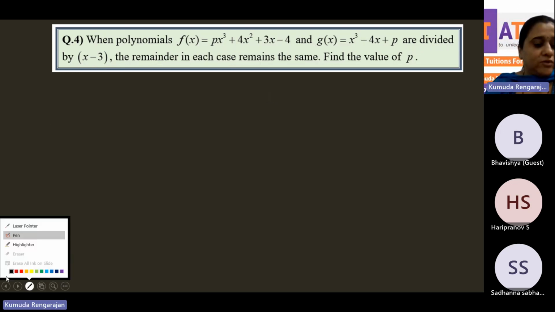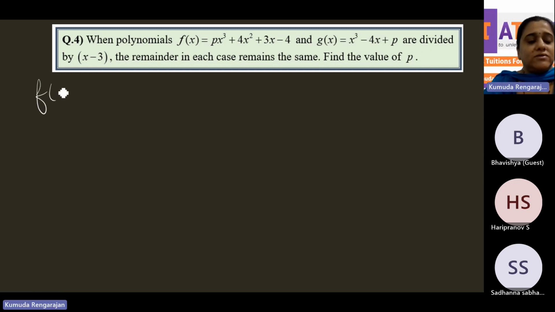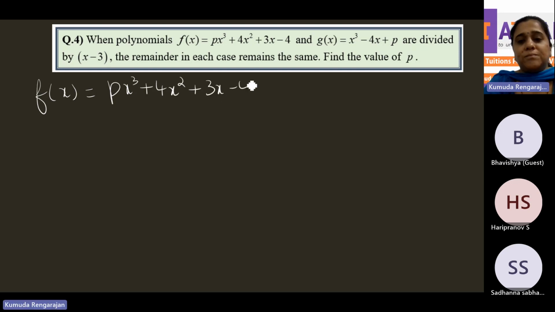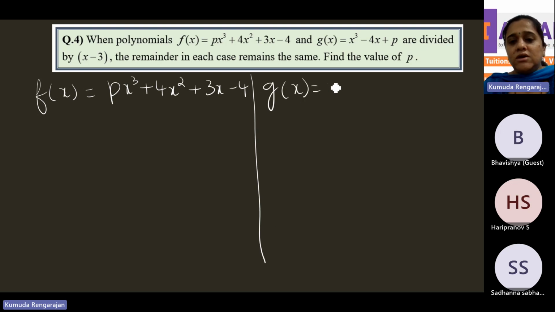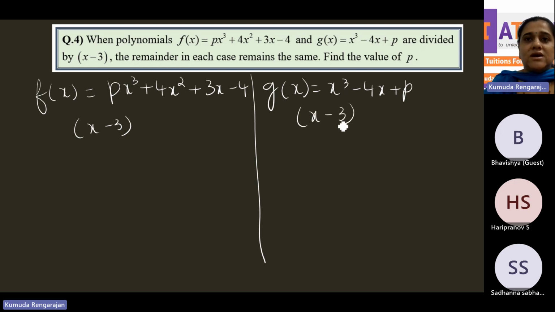So let me write it like this for you. f of x is a dividend, px cubed plus 4x squared plus 3x minus 4. Then there's another dividend, g of x is equal to x cubed minus 4x plus p. Divisor in both the cases is x minus 3. The remainder is not given, but it is the same in both the cases. Whatever remainder you get here, you get the same remainder here.